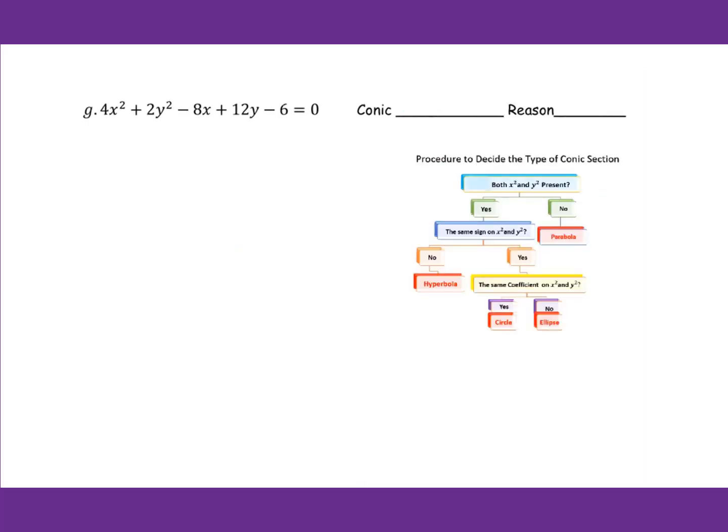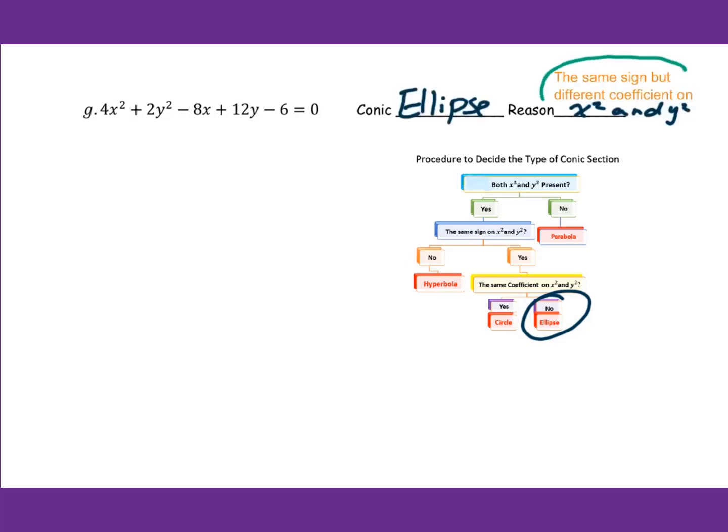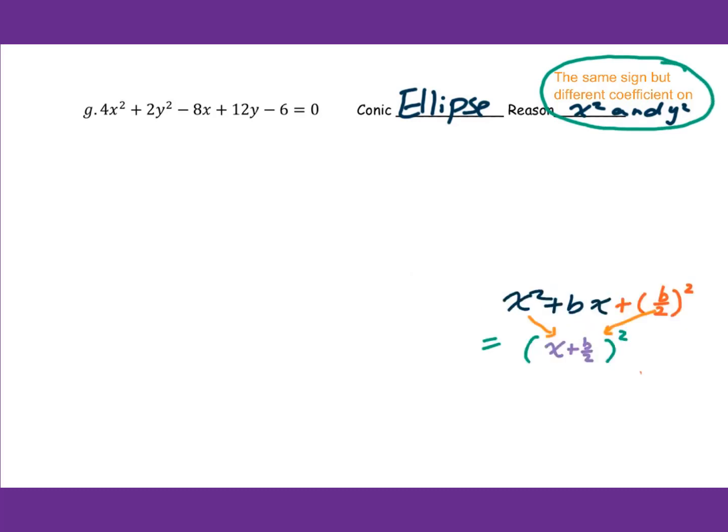For G, this will be ellipse because you have same sign but different coefficient on x squared and y squared. Reason will be the same sign but different coefficient on x squared and y squared. This will be the completing square formula.